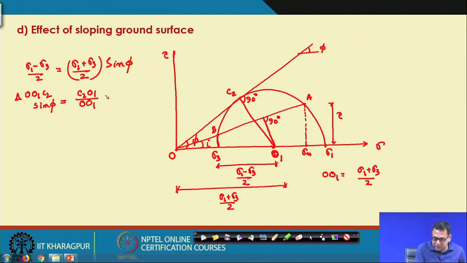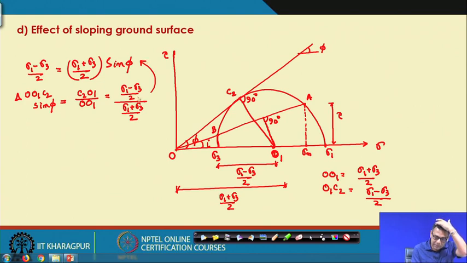So, C2O1 is sigma 1 minus sigma 3 divided by 2 and O1 is sigma 1 plus sigma 3 divided by 2, because O1 C2 is nothing but the radius, which is sigma 1 minus sigma 3 divided by 2. Now, this is the case. So, from here we will get this equation, sigma 1 minus sigma 3 by 2 is equal to sin phi into sigma 1 plus sigma 3 divided by 2.